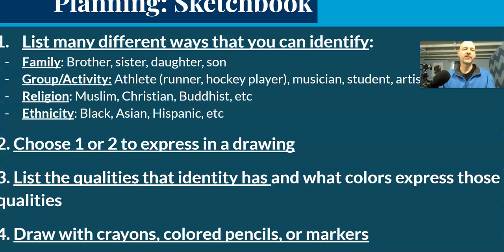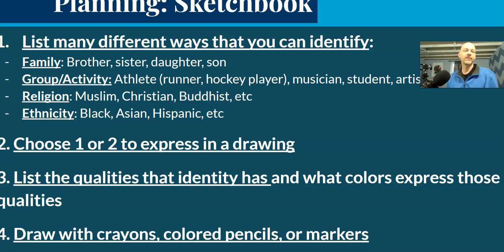So what you're going to do first is just plan. Make a list of different identities. We're all more than just one person. Right? For instance, I'm an art teacher. I'm also a father. I'm a husband. I'm a brother. I'm a friend. I'm a worker, an employee, I suppose. An artist. So all of those things are important.